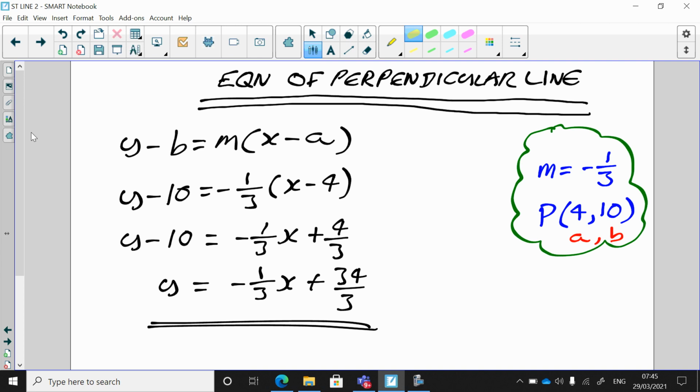The good thing about this format here, the number in front of x you already know that's the gradient, but the number on its own, the plus 34/3, that's the y-intercept, where the line crosses the y-axis, so it's good to have it in that form.